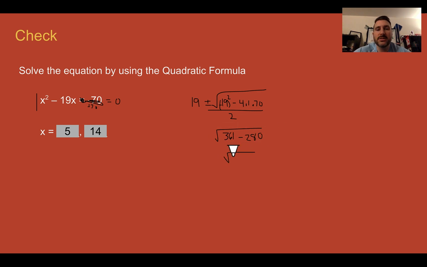361 minus 280 is 81. And then the square root of 81 is 9. So that square root part, I ended up with 9. So 19 plus or minus 9 all over 2. If I add, I get 28. 28 divided by 2 is 14, which is right there. If I subtract 19 minus 9, I get 10. 10 over 2 is where we get our 5 from.